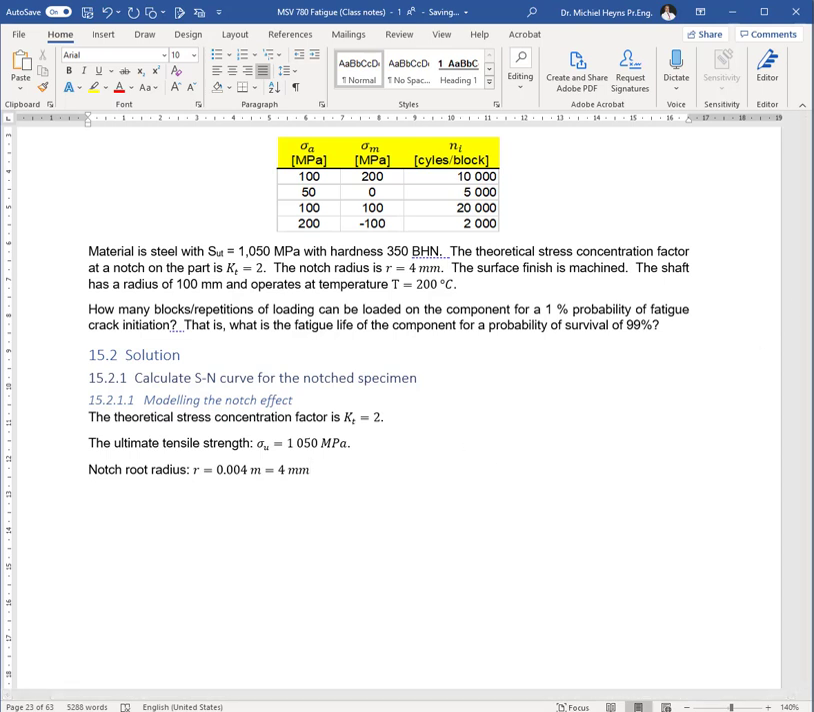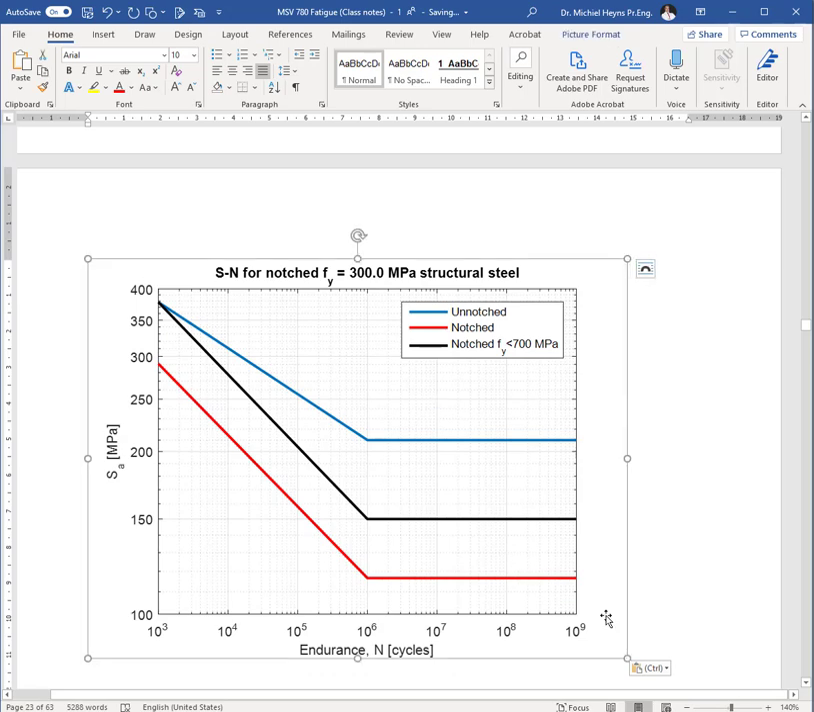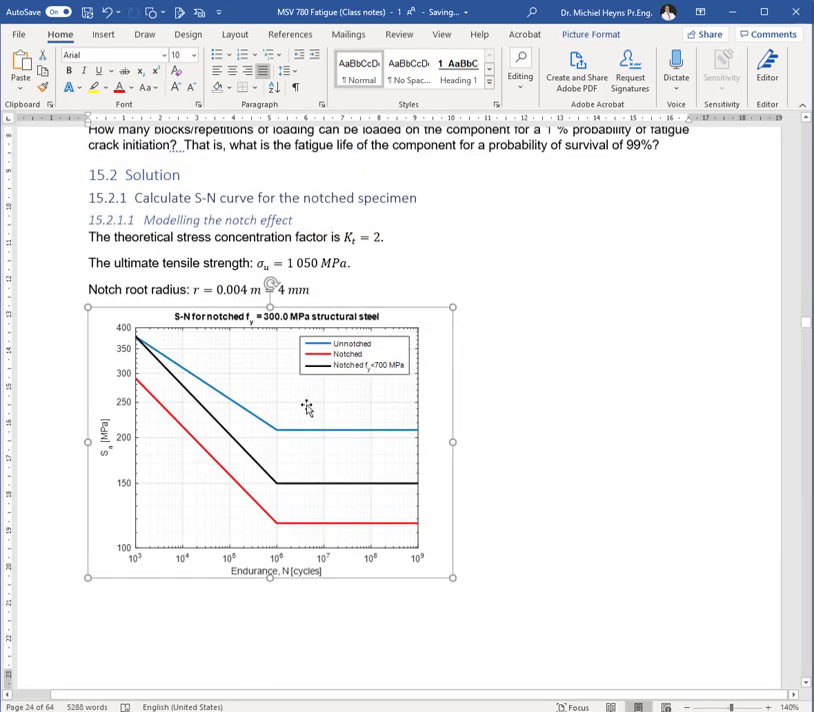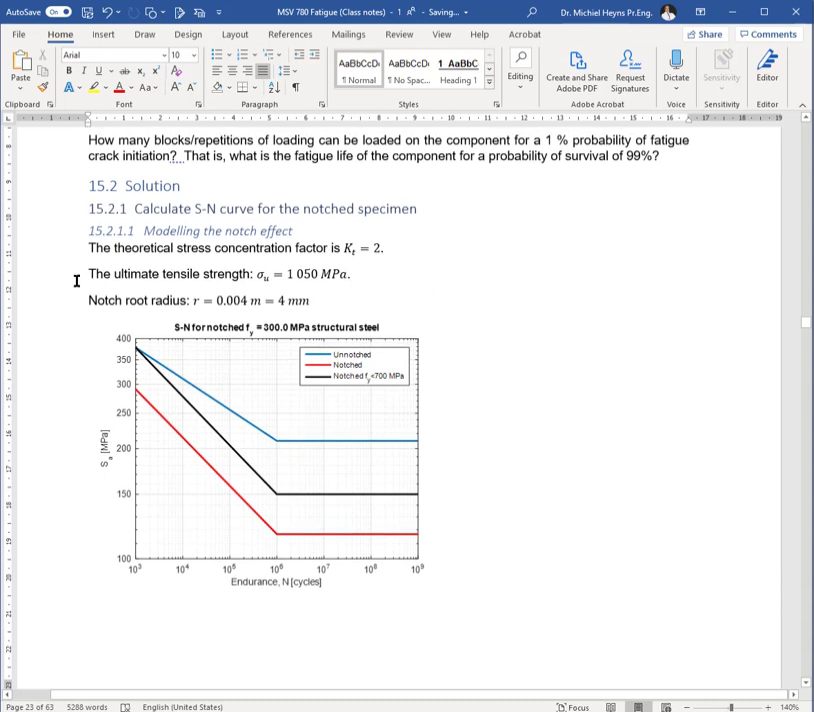To model the new SN curve, we have to calculate the SN curve for the notch specimen. Control V, this comes from your notes. Let's make it a little bit smaller so it fits in there. So, in a nutshell, this is the unnotched specimen, the blue line, but we need to drop the SN curve to this point by looking at the factor that we have, the fatigue factor, at 10 to the power 6 cycles.